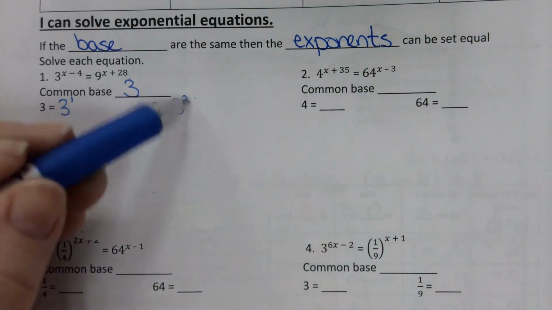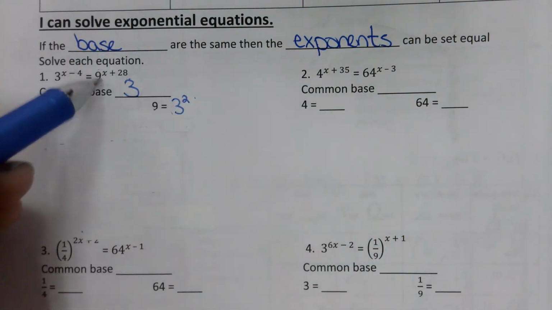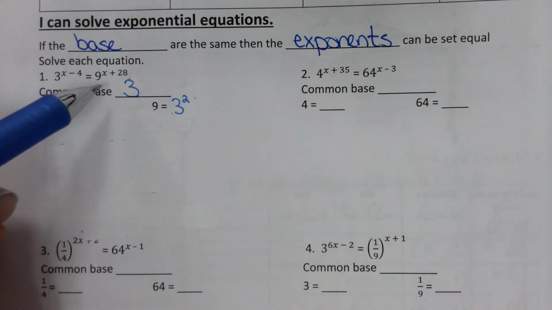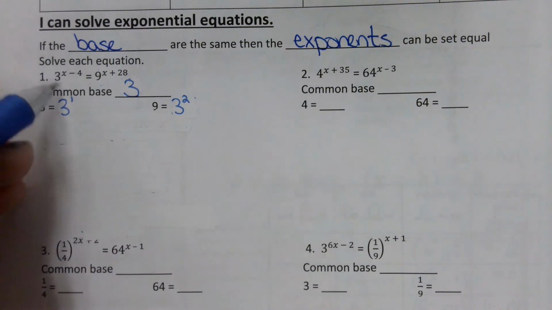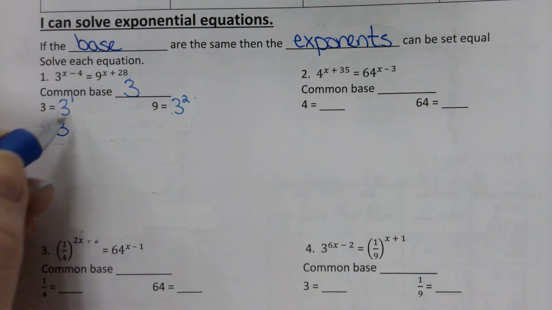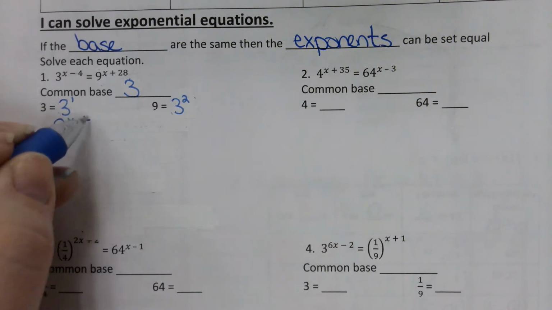I can replace 9 with 3 to the 2nd power, and I don't change anything because they're the same value. It's similar to if you were writing an essay and you replace a word with a synonym for that word. You didn't change the meaning of the sentence or the meaning of the word. You just put a stand-in in there. So 3 being replaced with 3 to the 1st does not change anything. Not a whole lot's happening on the left side of the equation.